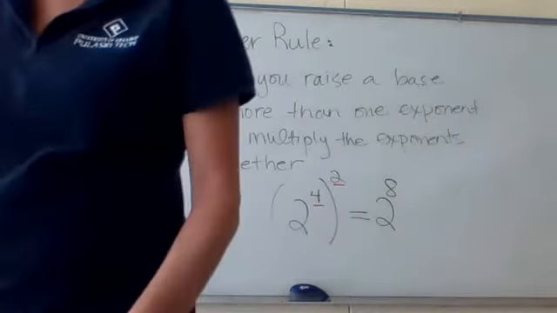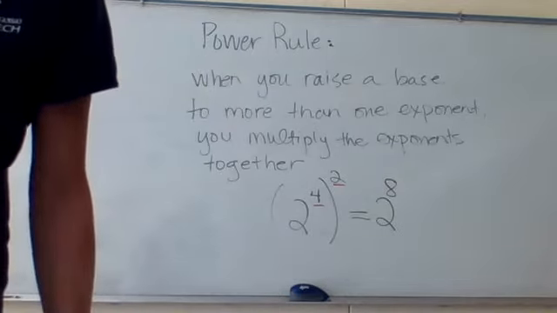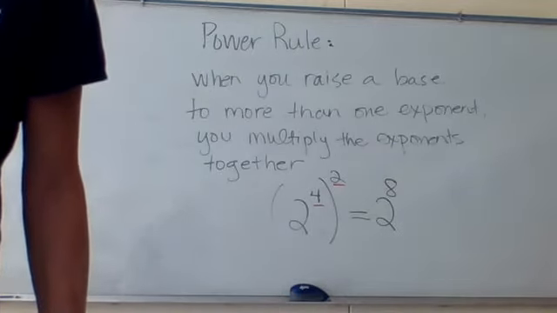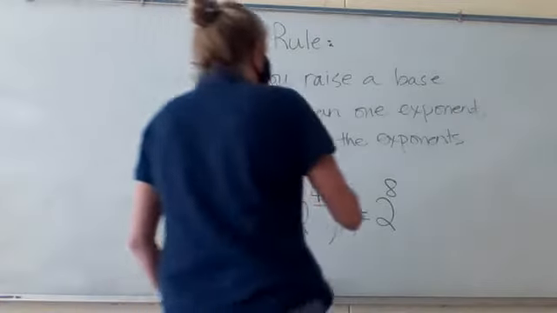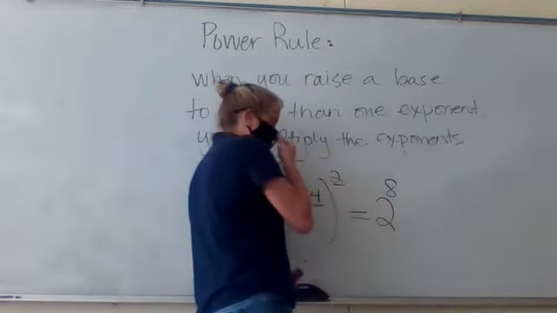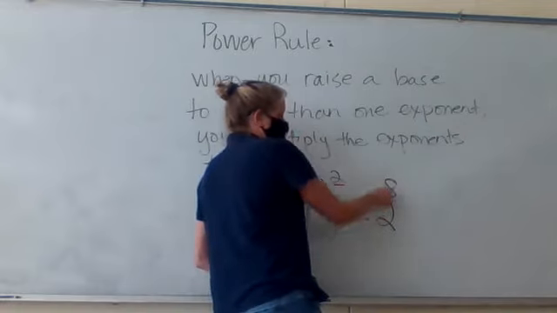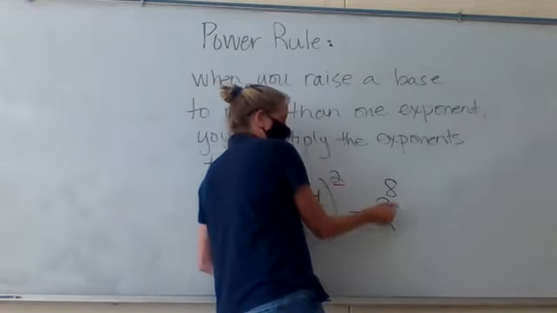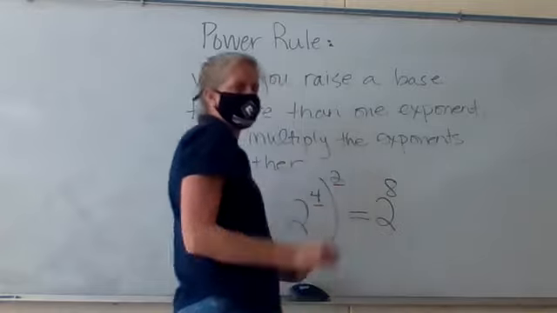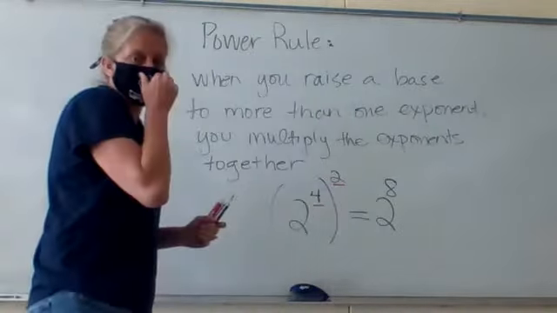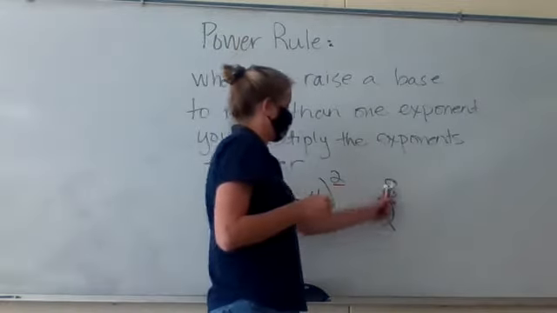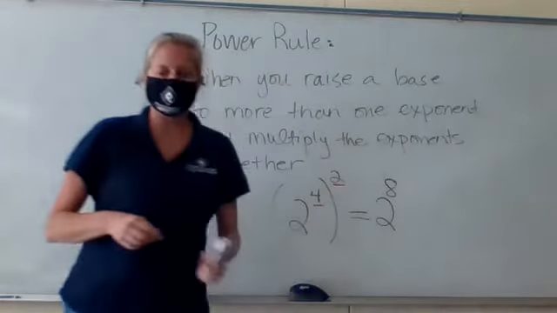Now in your packet, you'll notice that number 8 is marked out. We're not doing that one. And again, this one wants you to write your answer in exponential form. It wants to see the base and the exponent. It doesn't want you to punch 2 to the 8th power into your calculator. It wants to see that exponent and the base. So leave it just like that.